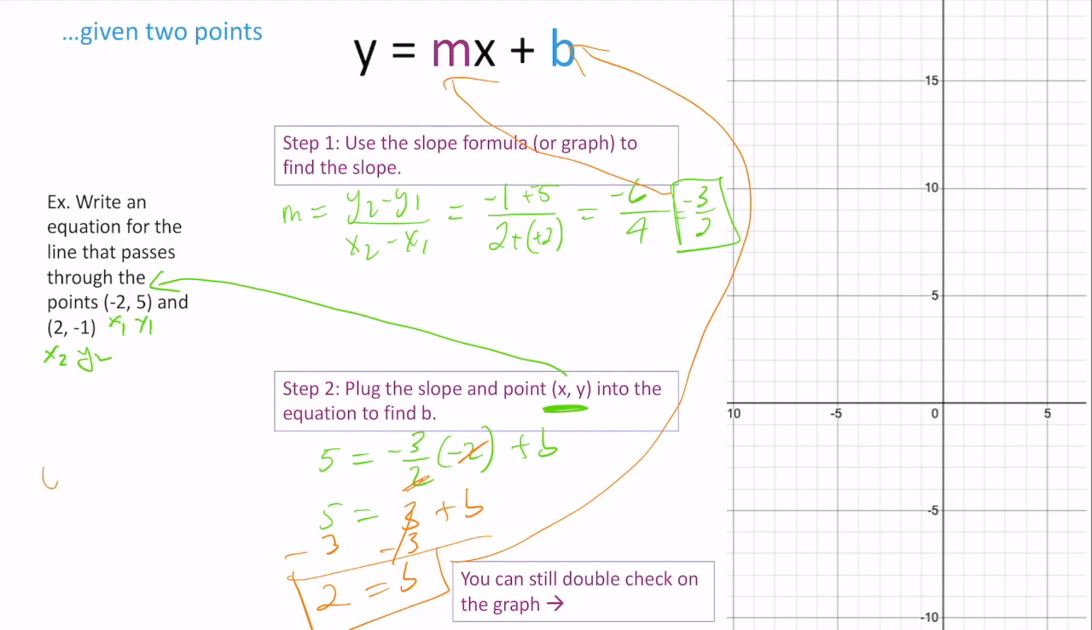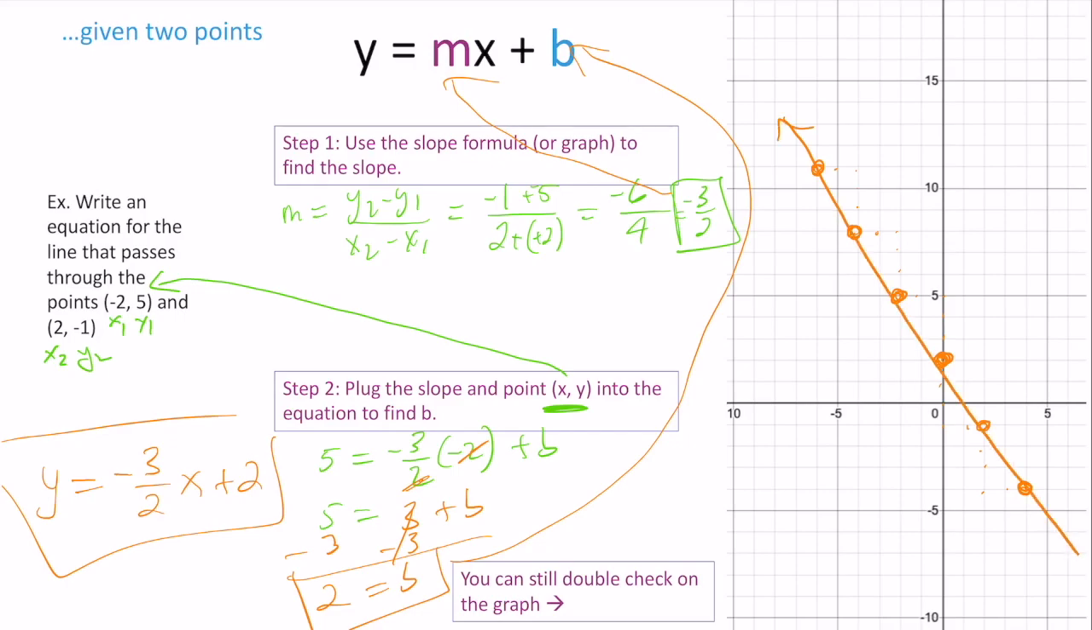So let's write our equation. y equals -3/2 x plus 2. And that's the equation of our line. And if we wanted to look at it, the y-intercept is 2, right? The slope is -3/2, so we're going up to the left: 1, 2, 3, 2. I could go in the other direction: 1, 2, 3, 2. And now, this is our line.